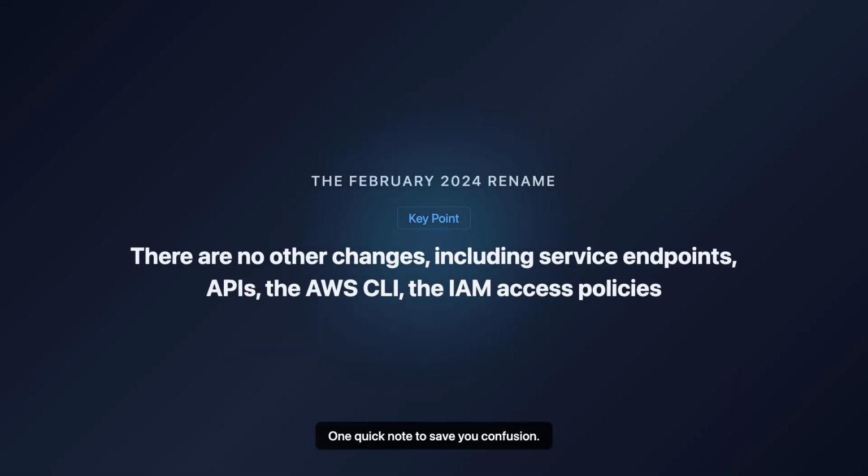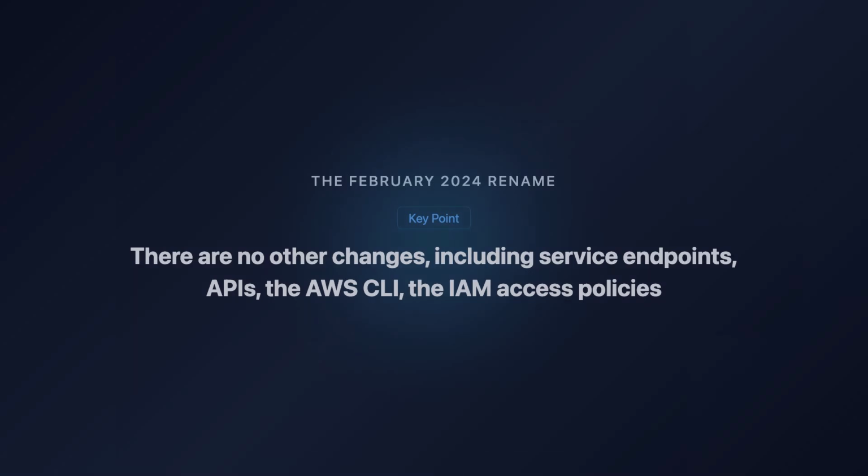One quick note to save you confusion. On February 9th, 2024, this service was renamed from Amazon Kinesis Data Firehose to just Amazon Data Firehose. And Amazon Web Services was explicit that there are no other changes, including service endpoints, APIs, the Amazon Web Services CLI, and the IAM access policies. So if an exam question still says Kinesis Data Firehose, don't overthink it. It's the same service, same behavior, just a shorter name.